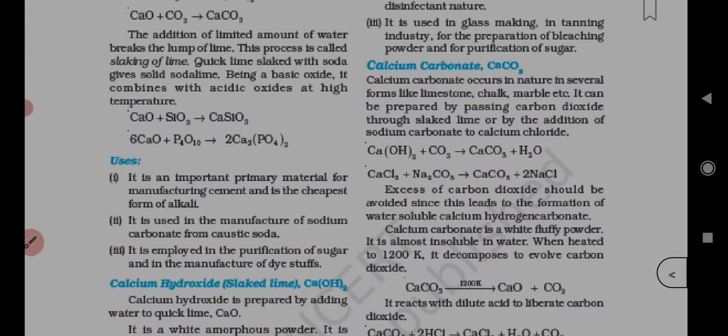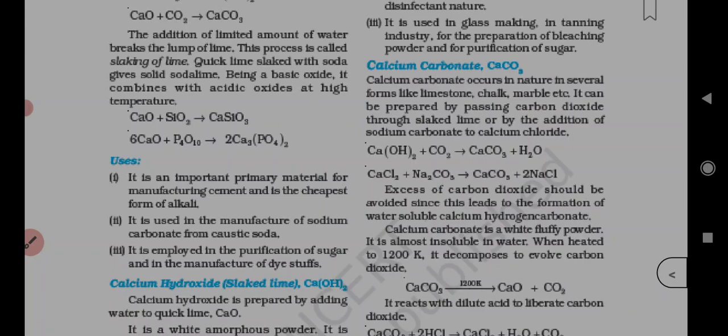Calcium hydroxide is prepared by adding water to quick lime, calcium oxide. Add water to quick lime, you will get calcium hydroxide. That was solid, this is powder. So it is a white amorphous powder. It is sparingly soluble in water.